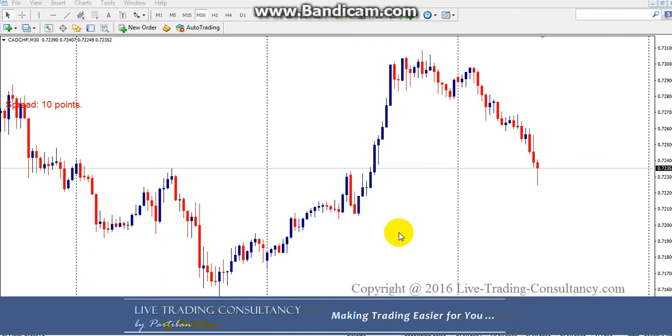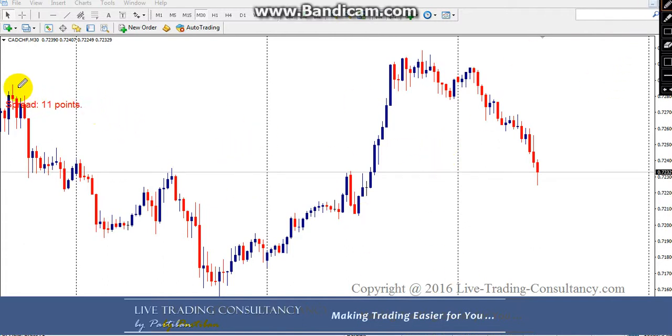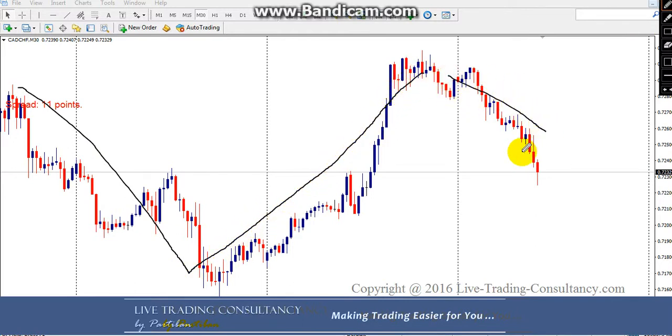I just spotted an opportunity in the CAD Swiss franc currency pair. I'm going to explain the mechanism to you guys. You see a very clear downtrend here, and the market is going uptrend. Over here it's a downtrend.